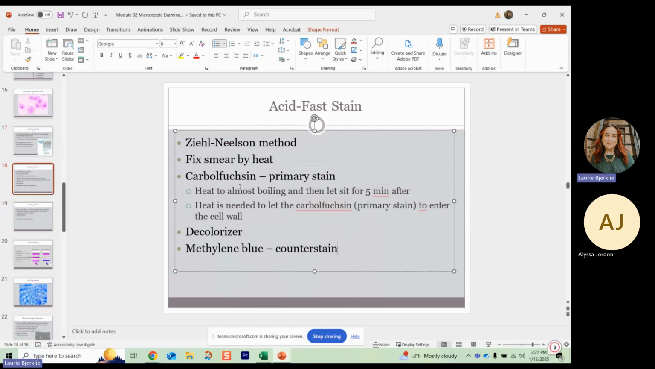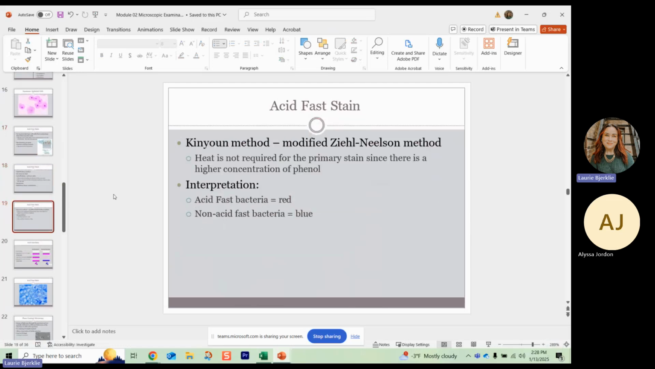So anything that was acid-fast positive will maintain this bright carbofuchsin purple pink color. Anything that's not acid-fast will rinse it away and will be a blue color at the end. So again, that's Ziehl-Neelsen. The main difference with Kinyon is it's called our cold method. We do not boil it.